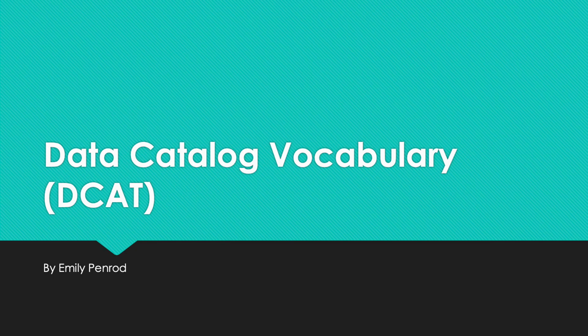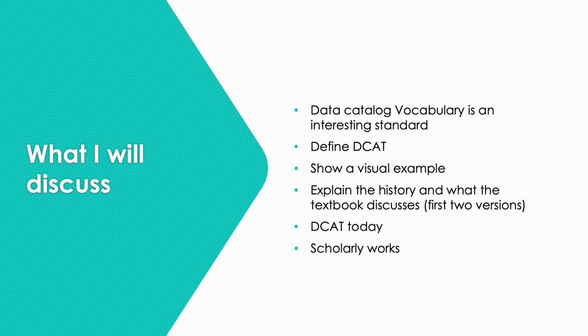Hello, fellow learners, and welcome to my presentation on the Data Catalog Vocabulary, or DCAT, and why I think it's a very interesting standard. First, we will define DCAT, show a visual example, and I will explain the history and what the textbook discusses. And it only discusses the first two versions. It doesn't show the newest version, because it was edited later or added later. And then we'll talk about DCAT today, the third version, and then we'll talk about some scholarly works.